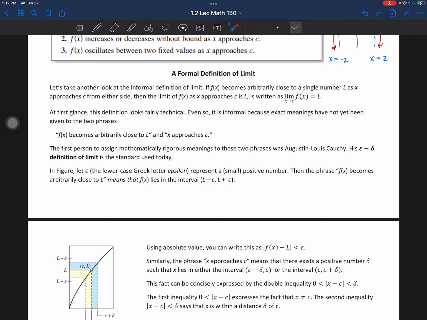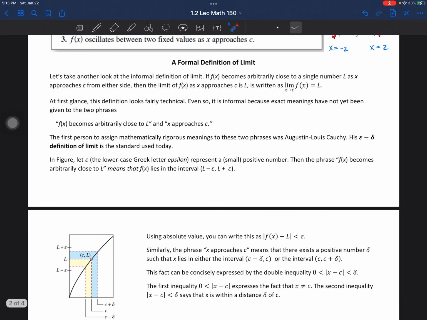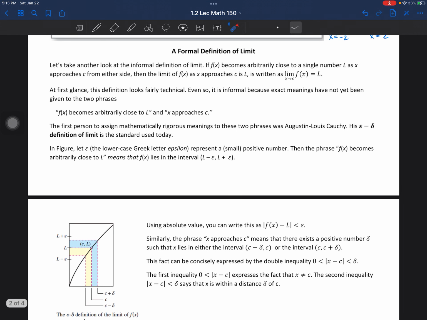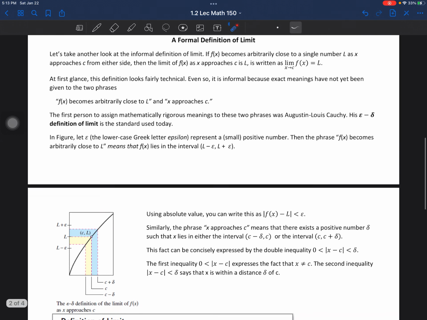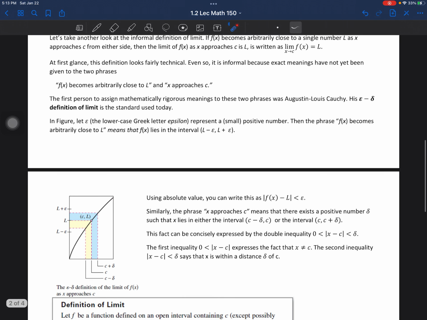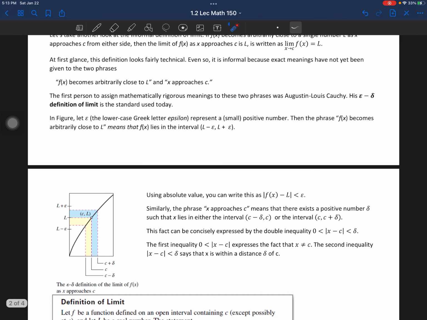So let's take another look at the informal definition of a limit. If f(x) becomes arbitrarily close to a single number L as x approaches c from either side, then the limit of f of x as x approaches c is L, which is written like this, right? This is the informal way. At first glance, this definition looks fairly technical. Even so, it is informal because exact meanings have not yet been given to the phrases "f of x becomes arbitrarily close to L" and "as x approaches c." We haven't defined what that means mathematically.